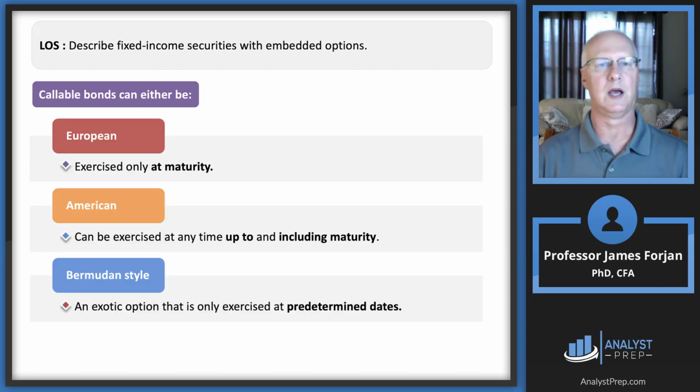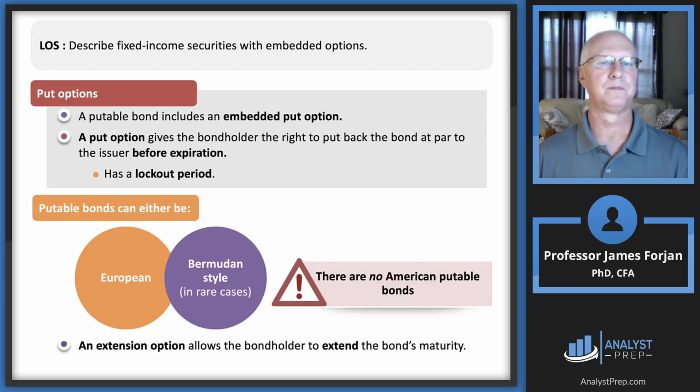Callable bonds can have a couple of varieties: European, American, and Bermudian. I think the Bermudian adds some interesting complications to it. Can only be exercised at predetermined dates. A put option, on the other hand, is embedded into a bond that gives the bondholder the right but not the obligation to put the bond back to the issuer before expiration. And of course, it has a lockout period as well. No American putable bonds are out there.